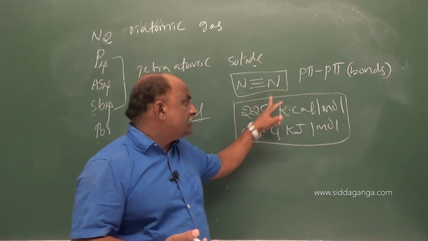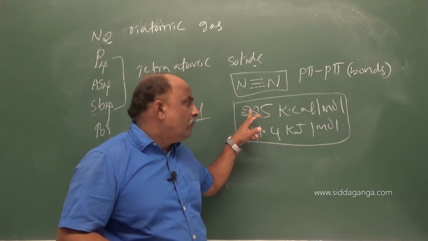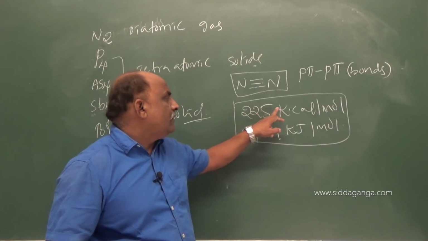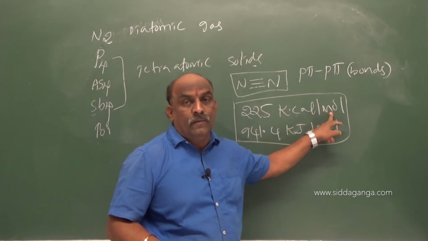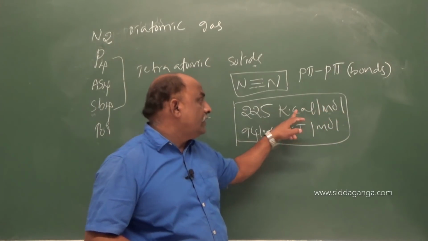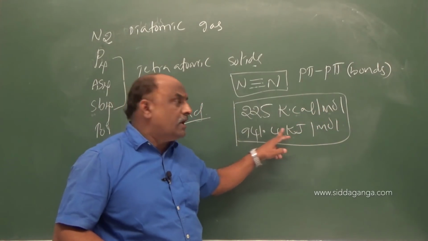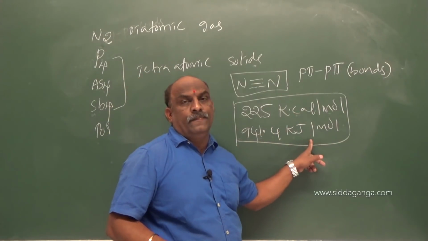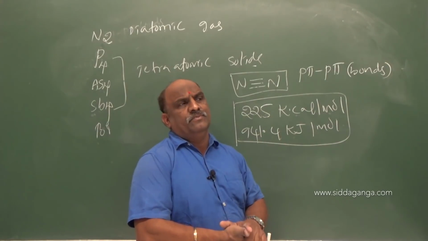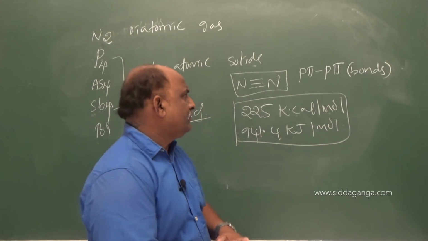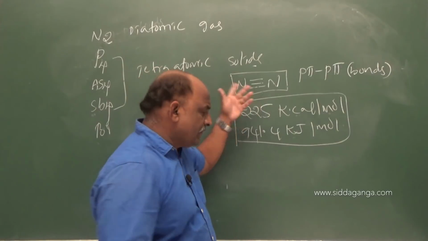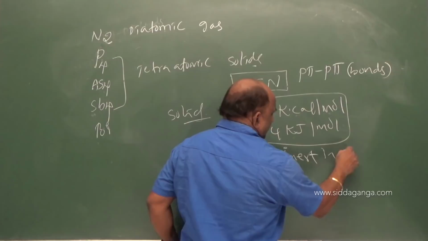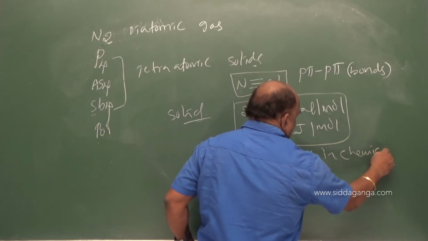And the bond dissociation enthalpy is 225 kilocalories per mole. This can be converted into kilojoules, that is 941.4 kilojoules per mole. Very high energy is required to break this bond, so it is inert in nature, inert in chemical reactions.